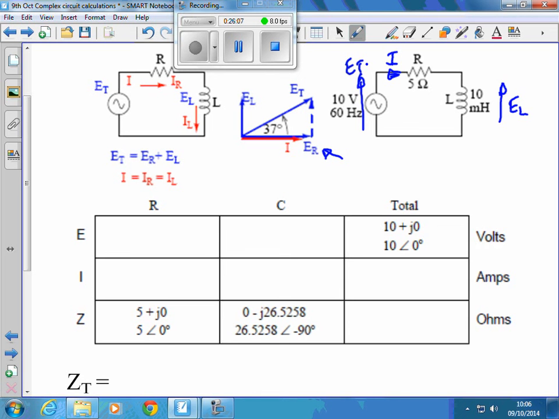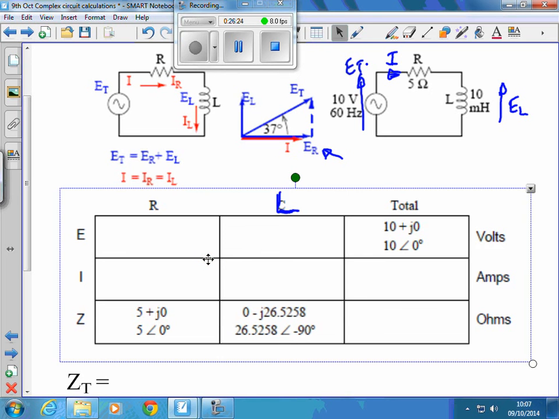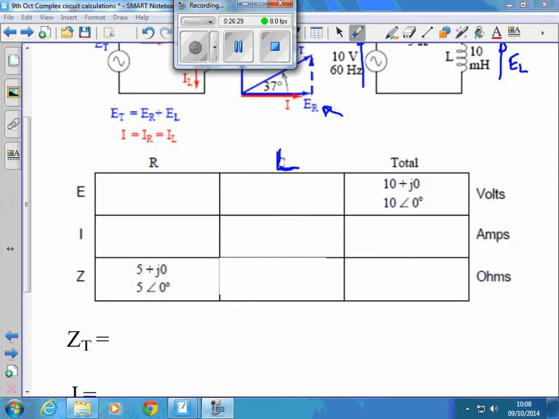The capacitive, why have I got C in there when I'm talking about an inductor? This has gone wrong, severely wrong. I'll cut that bit out of the video.